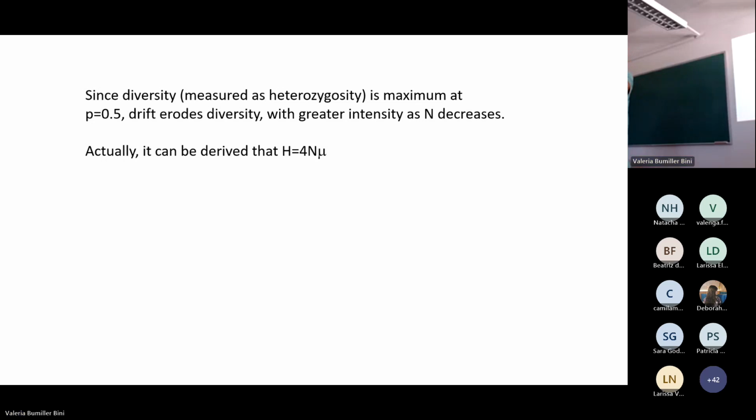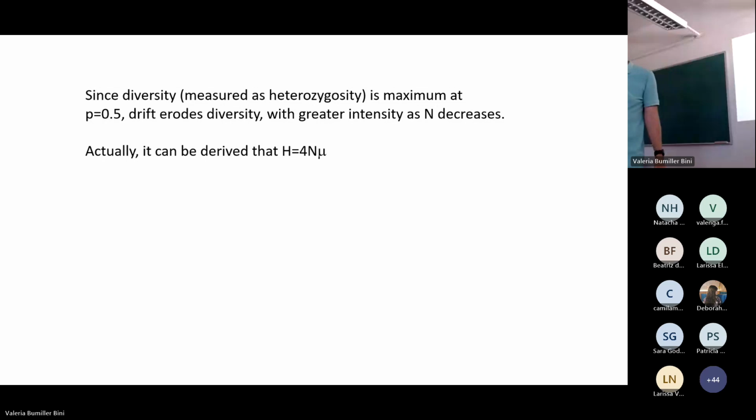So diversity is higher at 0.5. Genetic diversity is at its highest point when the allele frequency is 50%. In terms of information theory, it's the frequency at which it's less likely that we would have the same two alleles in an individual. It maximizes heterozygosity.